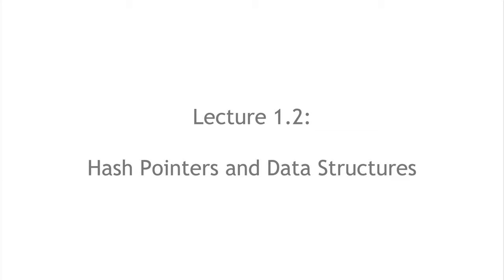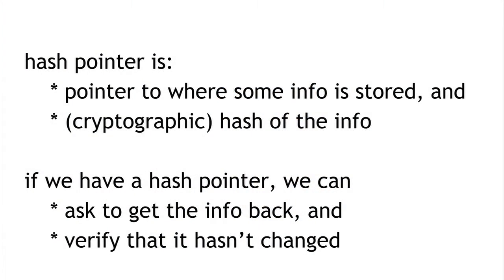In section 1.2, we're going to talk about hash pointers and their application. A hash pointer is a kind of data structure that turns out to be used a lot in the systems that we're talking about. A hash pointer is basically a simple thing: we take a pointer to where some information is stored, and together with that pointer, we store a cryptographic hash of the information. Whereas a regular pointer gives you a way to retrieve the information, a hash pointer lets us ask to get the information back.